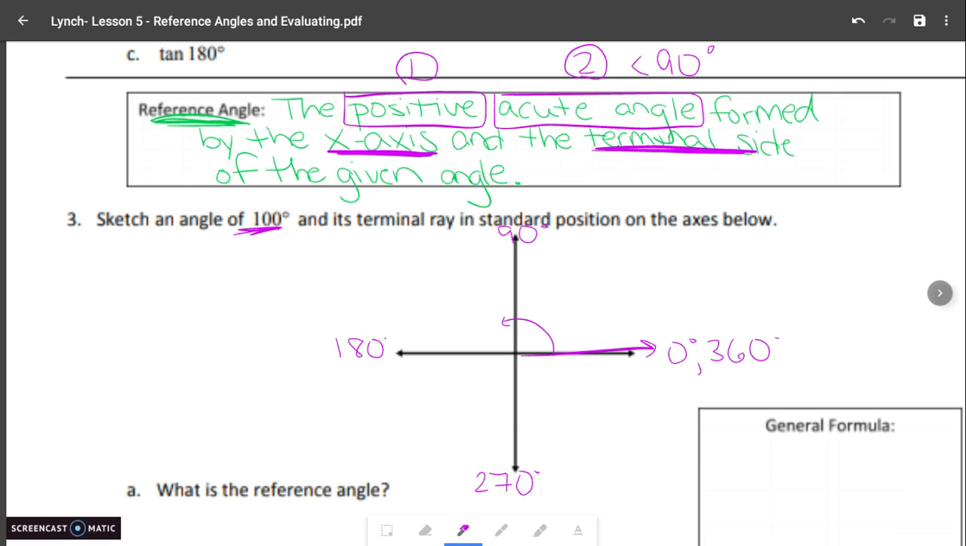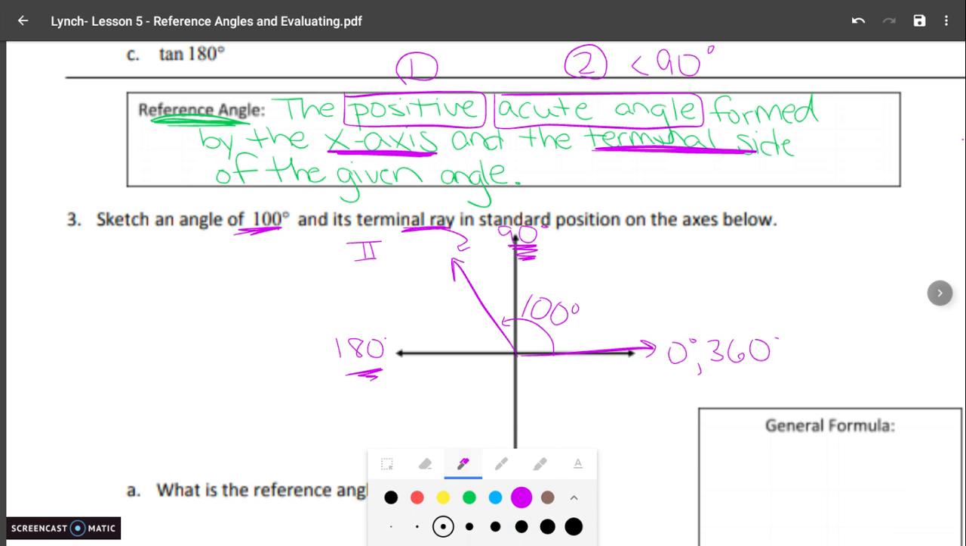So an angle of 100 degrees, we should see would fall over here in the second quadrant because 100 degrees is between 90 and 180. So my terminal side is somewhere over here. This is your terminal ray. Over here is our angle of 100 degrees that we just rotated around.